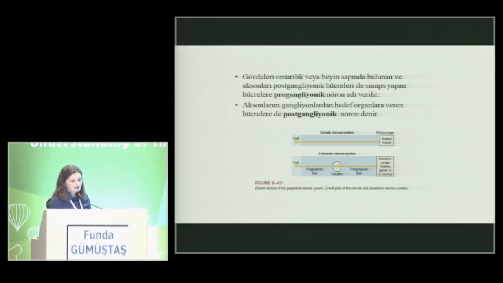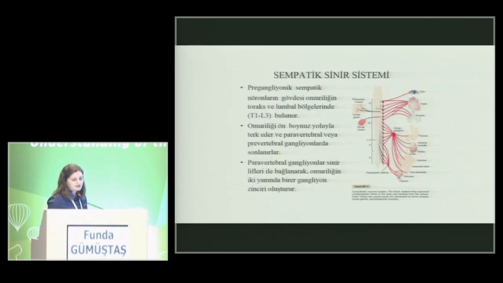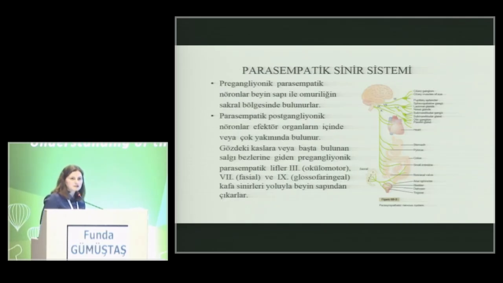The bodies of the preganglionic neurons are in the spinal cord or brainstem, and their axons synapse with the postganglionic cells, and the postganglionic neurons convey their axons to the target organs. Thoracic and lumbar regions comprise the sympathetic nervous system. Paravertebral ganglia form a ganglion chain on both sides of the spinal cord.